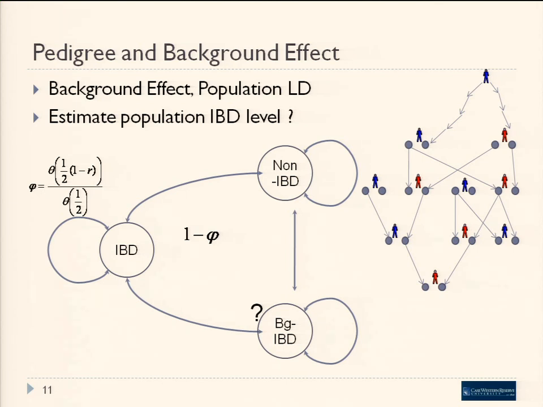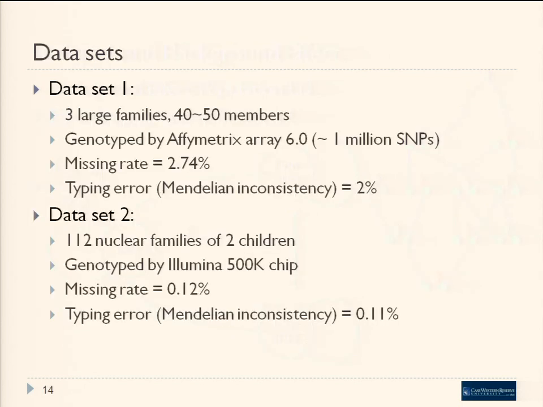And now we come up with this full model to model the pedigree IBD and the background origin LD. And we use two data sets to validate our method. The first one is Affymetrix 6.0 array SNP set on three very large families, 40 to 50 members. However, between these three families, only 7 to 11 individuals are genotyped in each family.